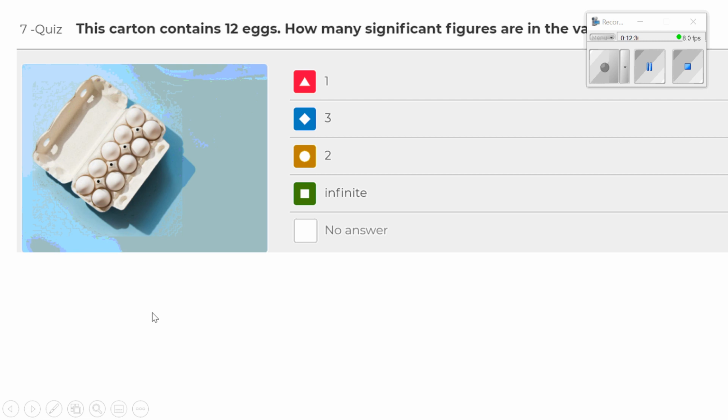Let's look at one more here, this one with an egg carton. So a carton contains 12 eggs. How many significant figures are in the value 12? This is an example of an exact value. It has an infinite number of sig figs. There are exactly 12 eggs in that carton. There's not 12 and a half eggs. There's not maybe 11 or maybe 13. There's definitely exactly 12 eggs. So this is an example of where you might have an exact value, like we mentioned earlier.